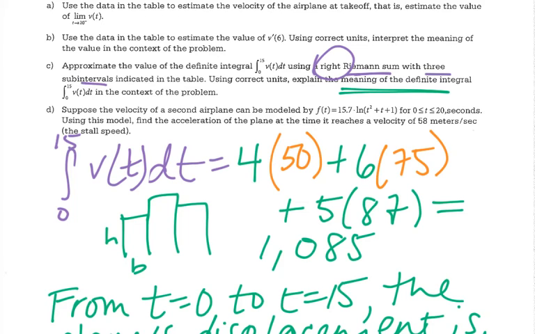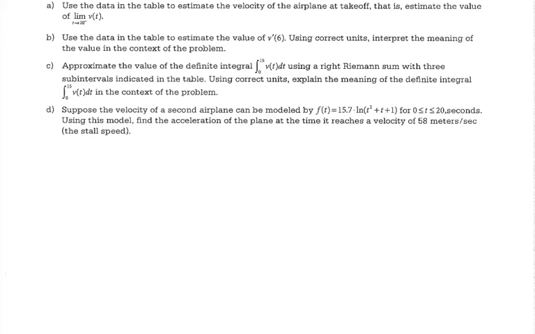All right, let's clear that and then we'll do part D. All right, part D. Suppose the velocity of a second airplane can be modeled by f of t. Using this model, find the acceleration of the plane at the time it reaches a velocity of 55 meters per second. That's the stall speed. So what's its acceleration when it might stall out?